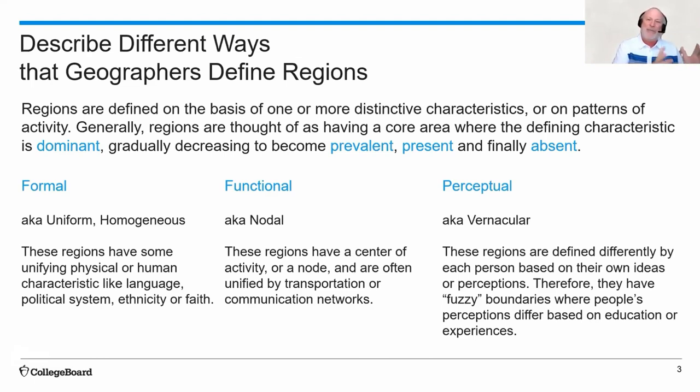Because it's up to every person's individualized perception, the boundaries of these kinds of regions might be what we call fuzzy, right? They're not precise, like a formal region is going to be really precise. The perceptual region is going to be up to debate, right? And if you think about the topic and the skills that we want you to be thinking about with regions, one thing we want you to realize is that regions are oftentimes contested and overlapping, particularly these perceptual kinds of regions, right?